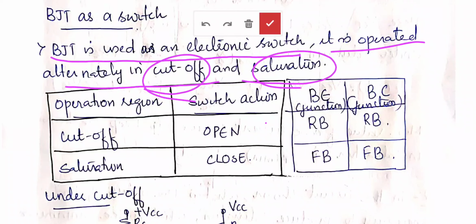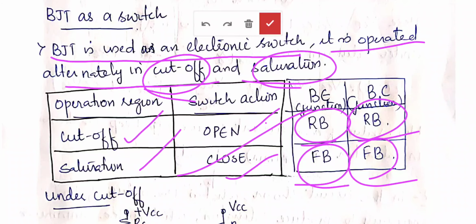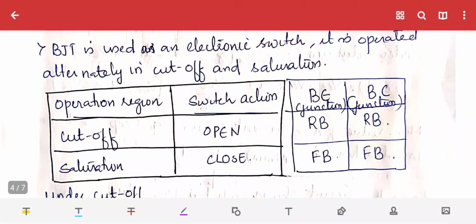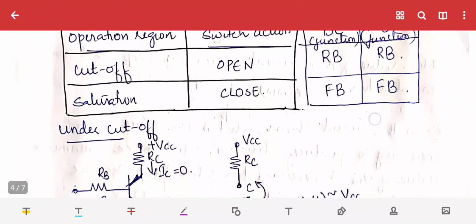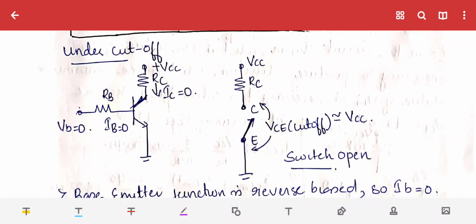So the same has been shown in the table here. So if it is cutoff means open condition, both junctions, base emitter and base collector, should be under reverse bias, and saturation means switch is closed or switch is on, both junctions should be forward biased. So we'll see how the transistor behaves under these two regions, cutoff and saturation.